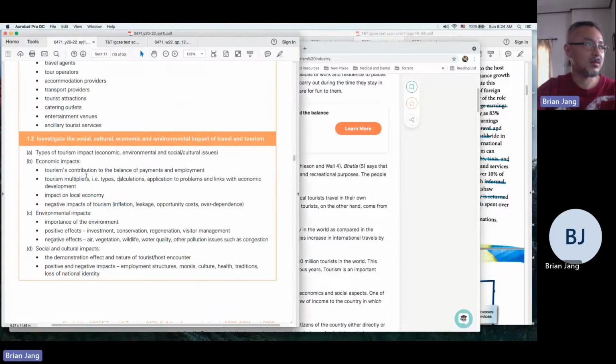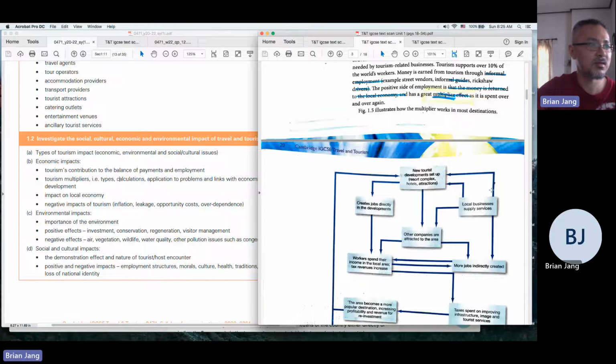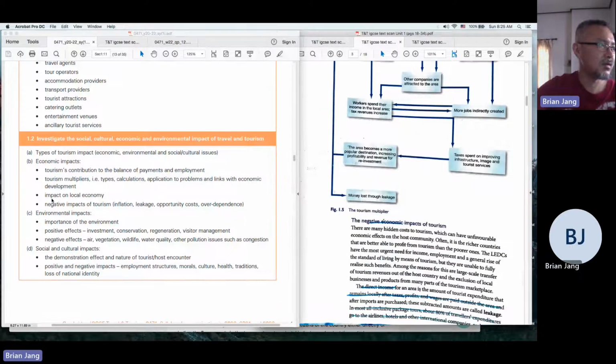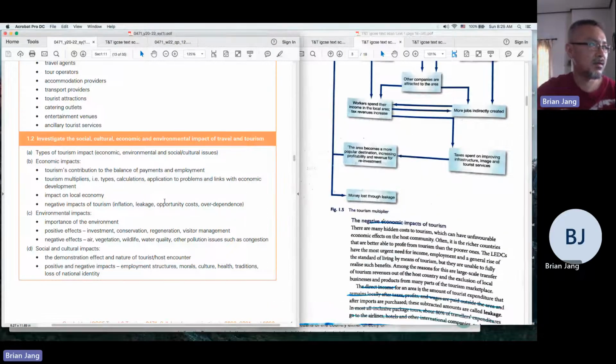So you have economic impacts, which are on pages 18 through 22. Go through these bullet points, really important. What is the multiplier effect? Tourism multipliers. That's down here where you start seeing the chart. What is the impact on the local economy?